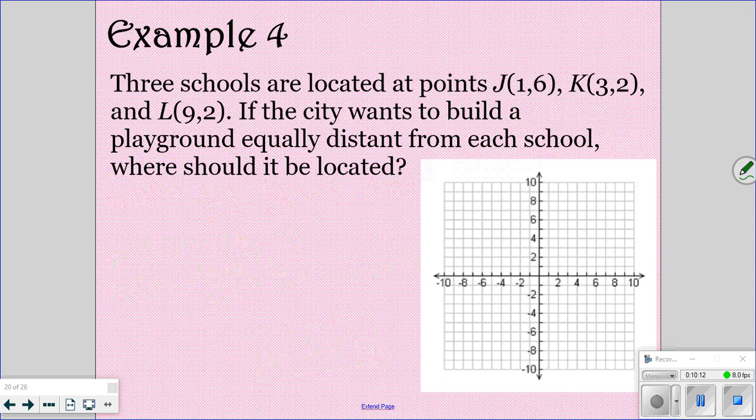Okay, so looking at another example, we have 3 schools that are located at (1, 6), (3, 2), and (9, 2), and the city wants to build a playground equally distant from each school. Where should it be located? So the first thing we need to do is to draw our triangle.